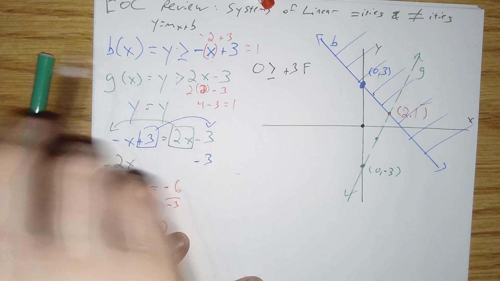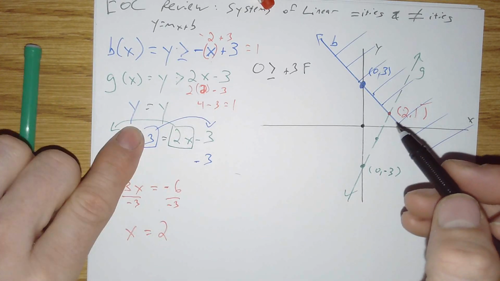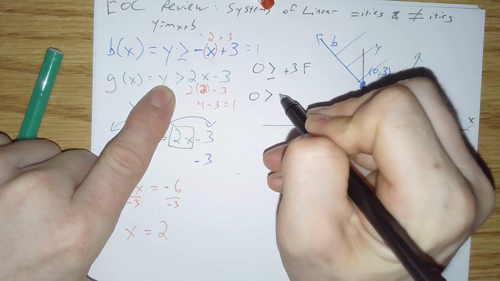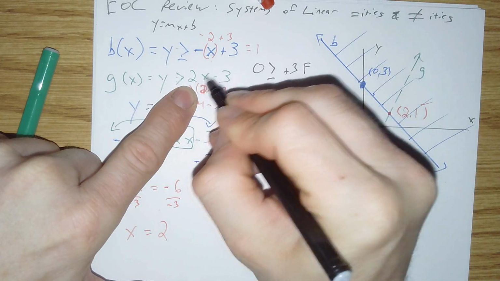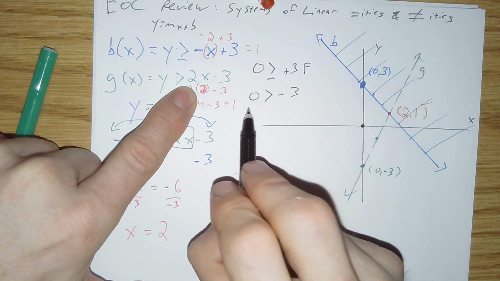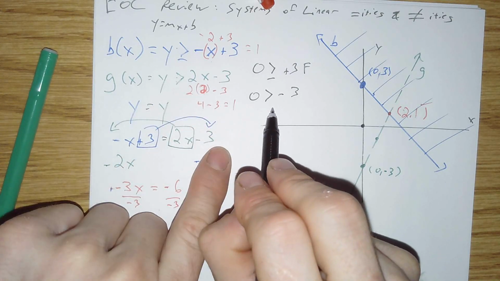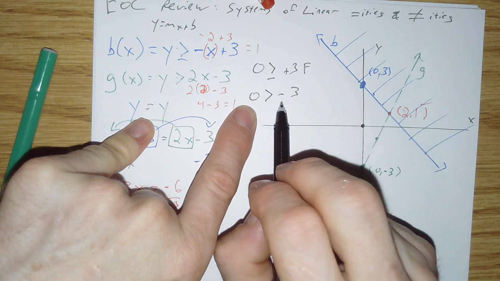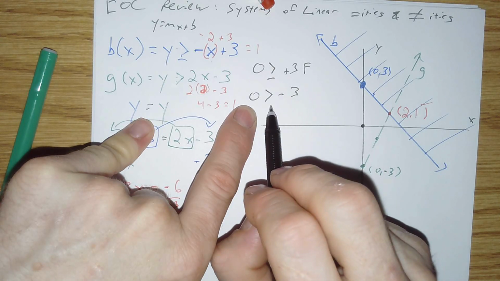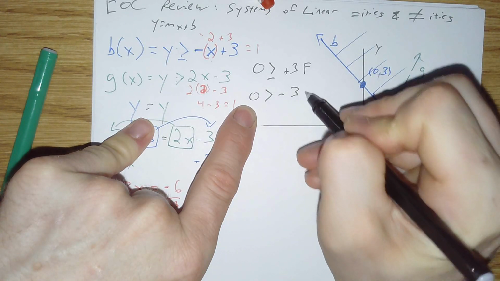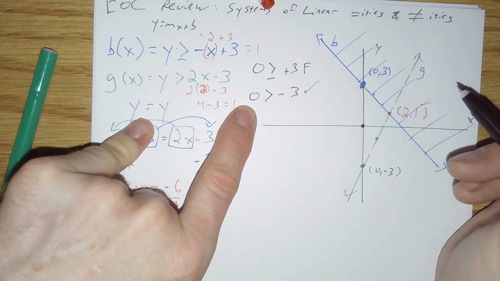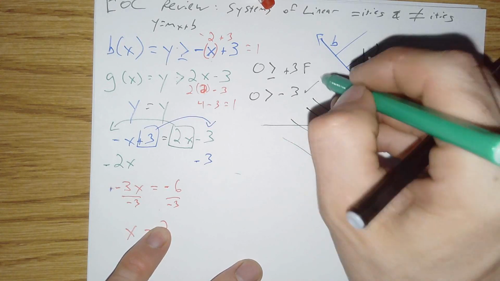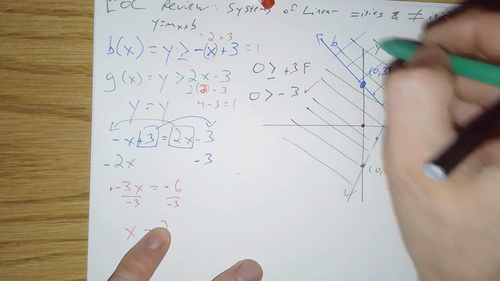Okay? Now if I do it for the green one, if I put a 0 in for that, that becomes 0 minus 3, which is negative 3. Is 0 greater than negative 3? Yes, 0 is greater than negative 3. So it has to be in this region because that passed the test.